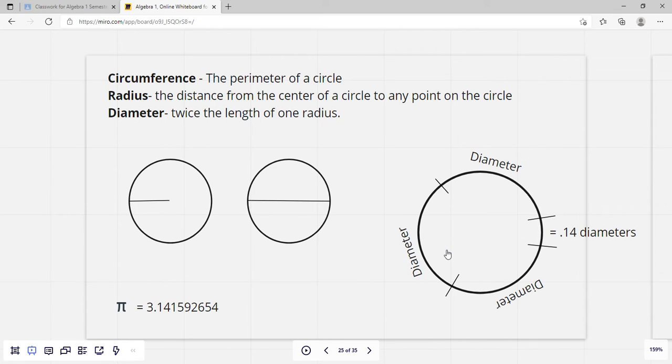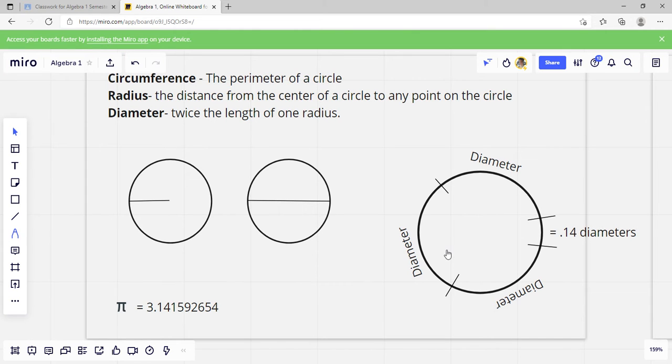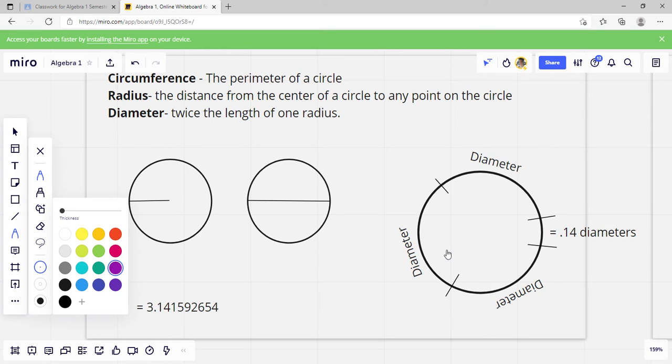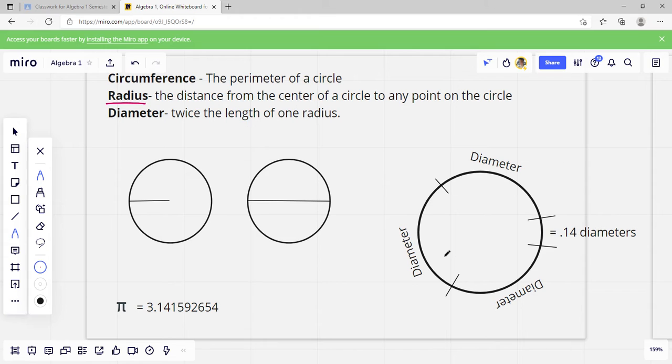Alright. Circumference is the perimeter of a circle. So there's a couple of terms that we need to know when we're finding perimeters of circles. First of all is a radius. Radius is the distance from the center of the circle, so right here, to any point on the circle. So right there, this is going to be a radius. It radiates out from the center, okay? And it could go anywhere, like it could go from there to there. That would be a radius.